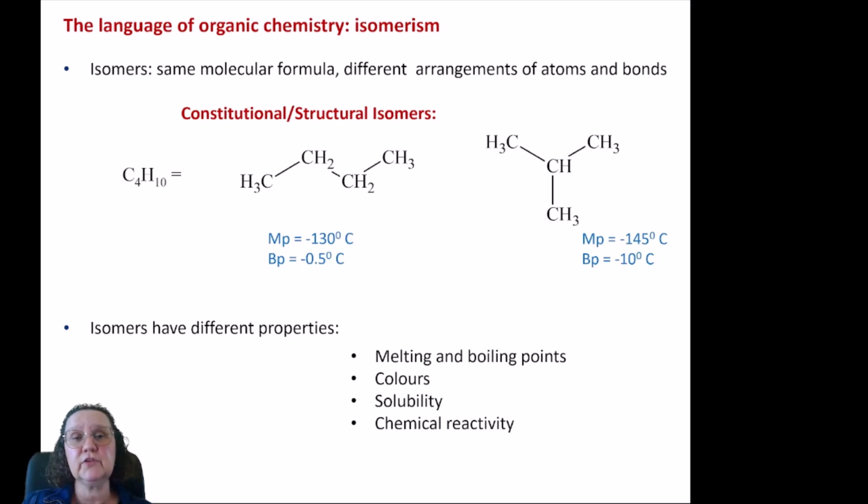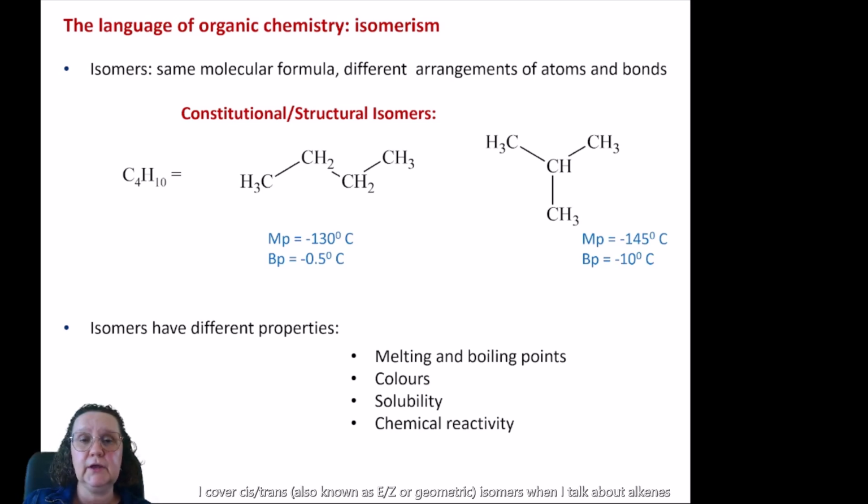I here, for example, have a couple of what we call constitutional isomers or structural isomers, isomers that have a different structure. If you look at these two compounds, they are two derivatives of butane. They both have 4 carbons and 10 hydrogens. However, it is clear that they are not attached in the same way. That's what a structural isomer is. They have the same molecular formula, but the structure is totally different. And they have different melting and boiling points.